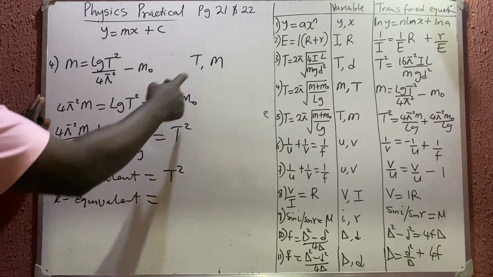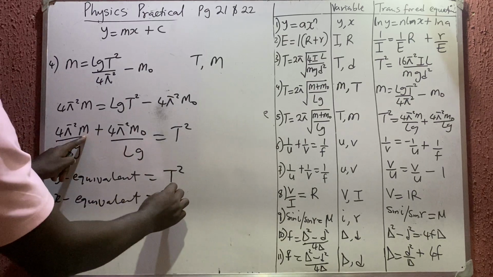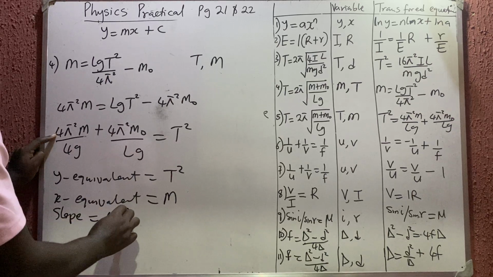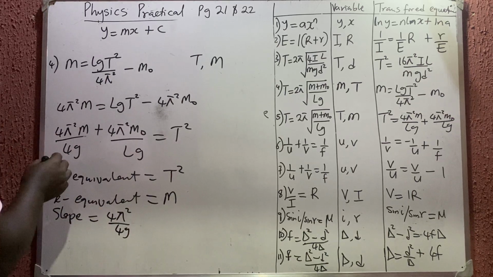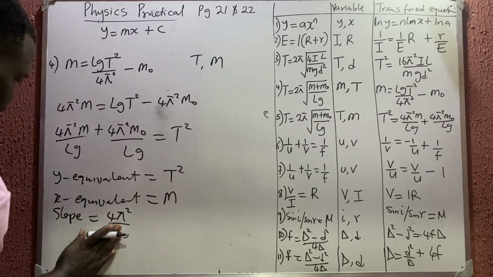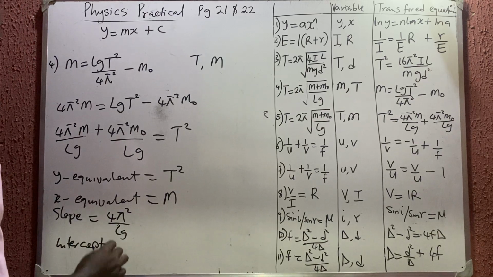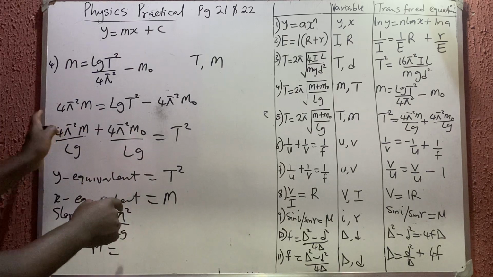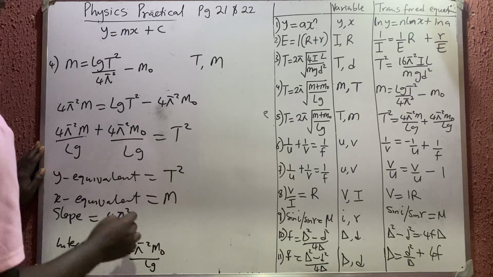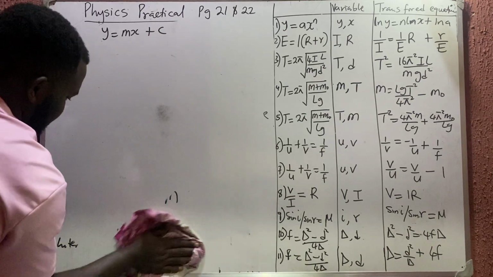So from here, we will now see that m, where is our m? So our m is our x. Then the slope is the coefficient of that m, which is what? 4 pi squared over what? Lg, sorry, Lg. So over Lg, and then the intercept. Then the intercept will now be this one standing alone, this one standing away from the slope, which is what? 4 pi squared m0 over Lg. So that is it. So you verify from the lecturer to know the particular one you are going to be writing on your book.